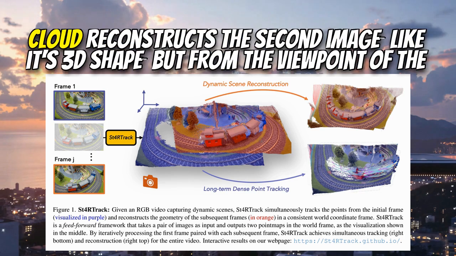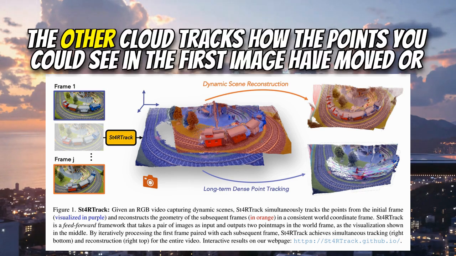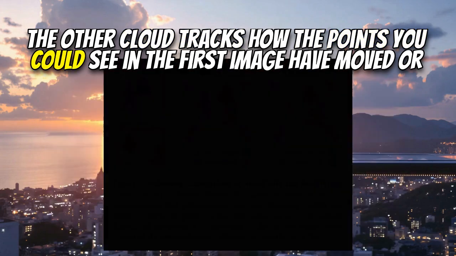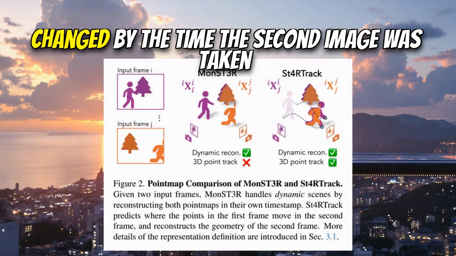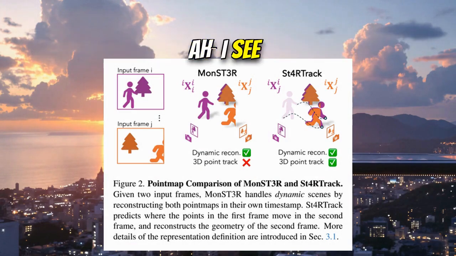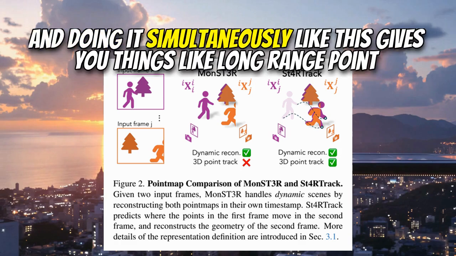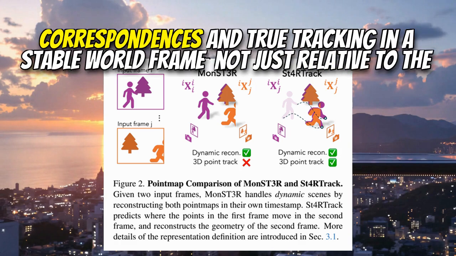Okay, so one cloud reconstructs the second image, its 3D shape, but from the viewpoint of the first image. That gives you the geometry. The other cloud tracks how the points you could see in the first image have moved or changed by the time the second image was taken. So it's capturing the motion. I see. Reconstruction and tracking predicted together. Exactly. And doing it simultaneously gives you things like long-range point correspondences and true tracking in a stable world frame, not just relative to the camera.